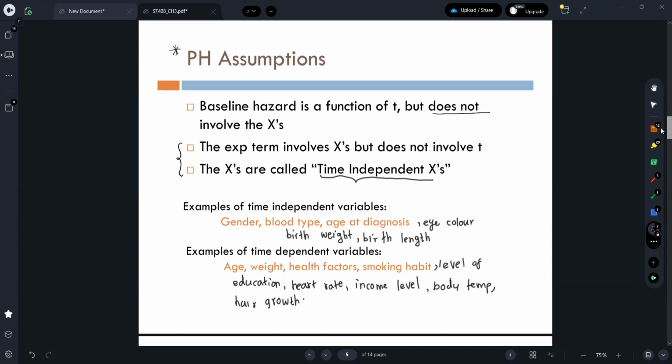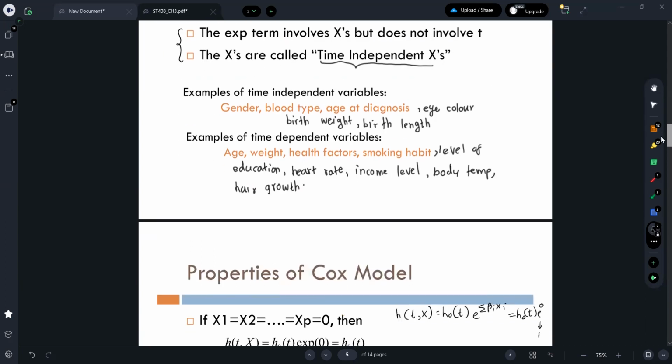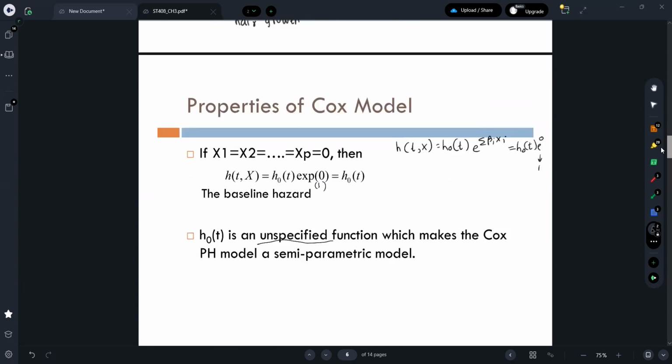Sometimes, for a given cohort in a given time period, there can be certain variables that, although naturally time dependent, are not changing within that study period. During our follow-up period for those selected patients, it's not changing all the time. In such situations, although naturally they are time dependent, for your model they will be time independent. We can check those with the PH assumption, with the p-value, and we'll look at them in the coming slides. Okay.